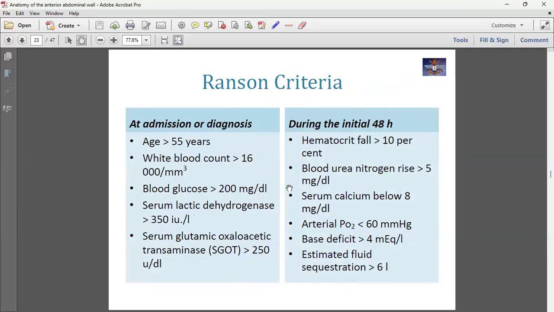When you're writing SEQ answers also, you can include these criteria, that you will assess the patient with these criteria, and then you will get more marks, because the examiner knows you know that you can assess the severity by something like this. You don't have to write all these things. You can just mention the criteria.